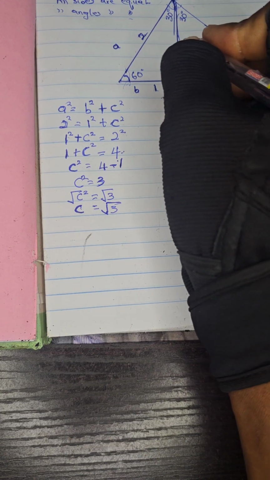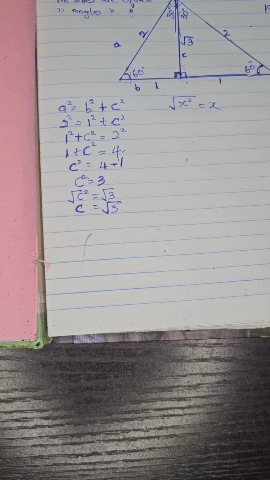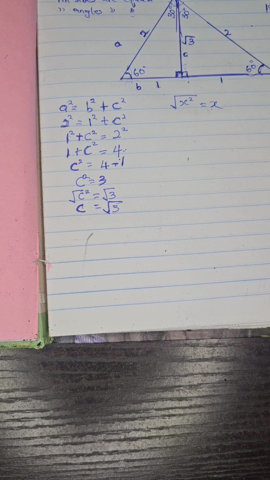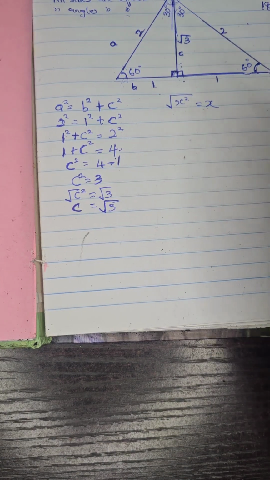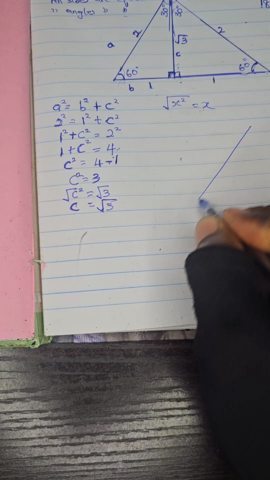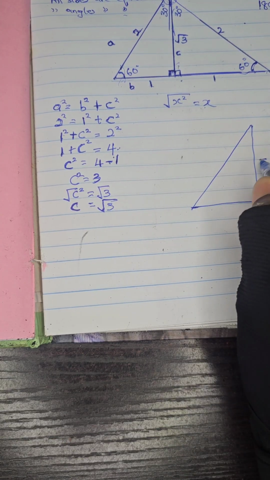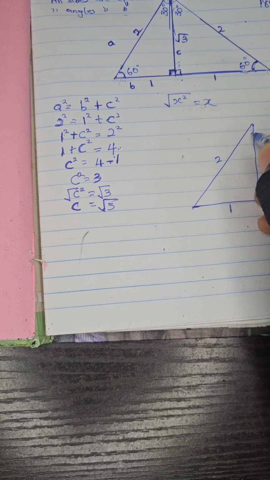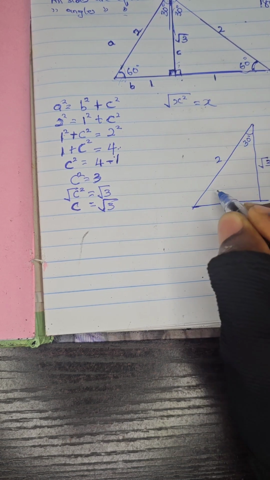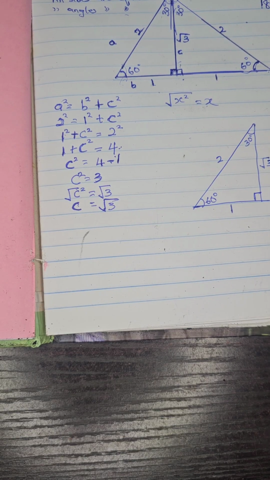this place is now root 3. So if I am to extract this triangle, because this is what we need, I've already proven how we got it, I will have something like this. I'll have root 3 here, I'll have 1 here, I'll have 2 here. I'll have 30 degrees here, I'll have 60 degrees here. And I'll have a right angle triangle.